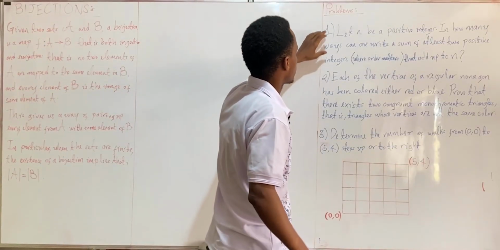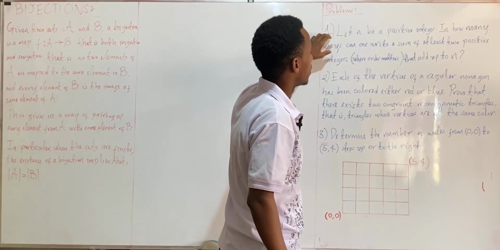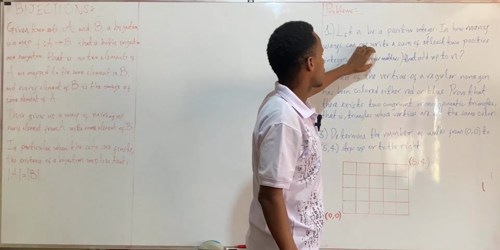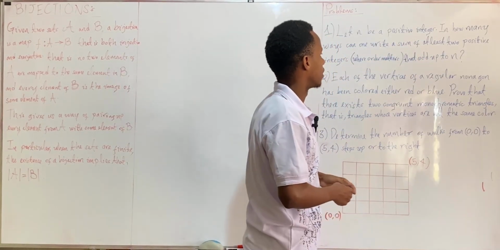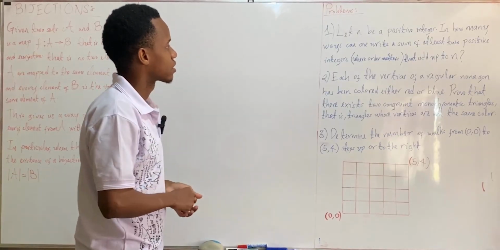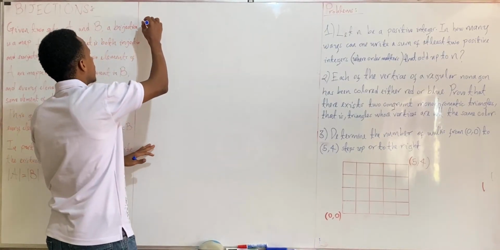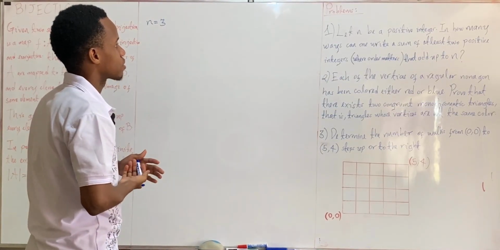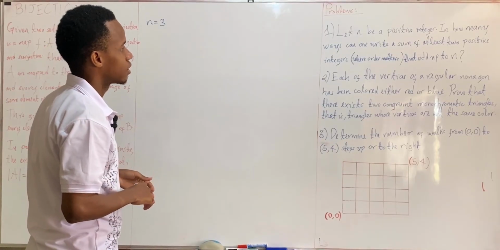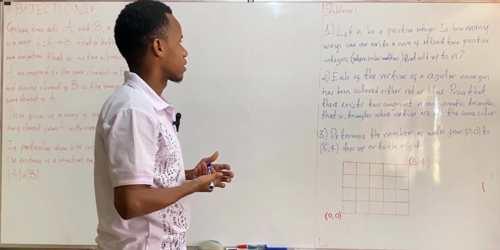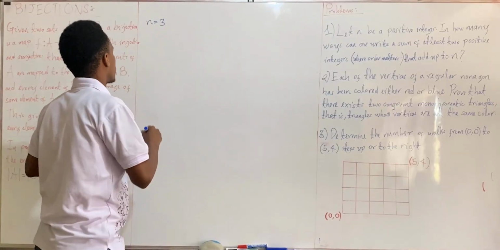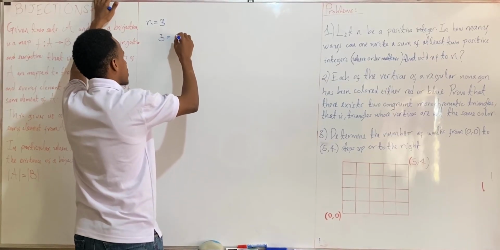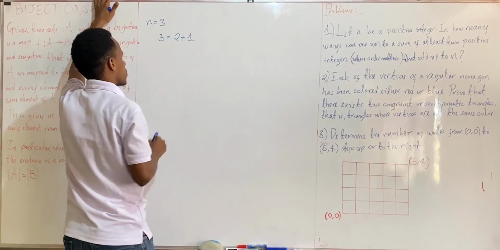Let's see. The first problem says: let n be a positive integer. In how many ways can one write a sum of at least two positive integers, where the order matters, that add up to n? So what does this problem mean? For instance, let's take n equals 3. In how many ways can we write 3 as a sum of at least two positive integers where the order matters? So for example, I can write 3 as a sum of 2 plus 1.